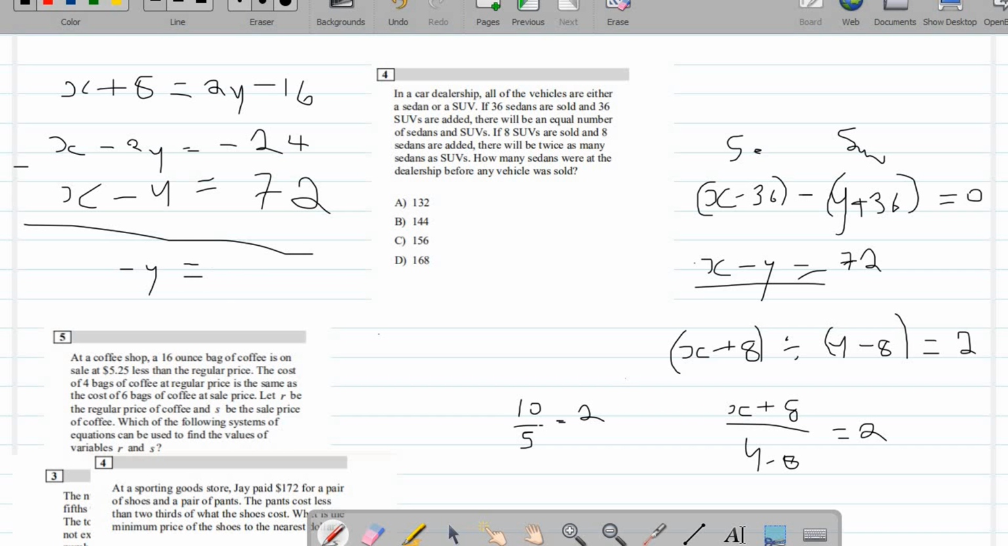So Y is 96. If Y is 96, let's drop Y over here. So we have X minus 96 equals 72. So X there, that's the amount before 36 SUVs were sold out. So X is 72 plus 96, and that is 168. Voila, we have our answer.